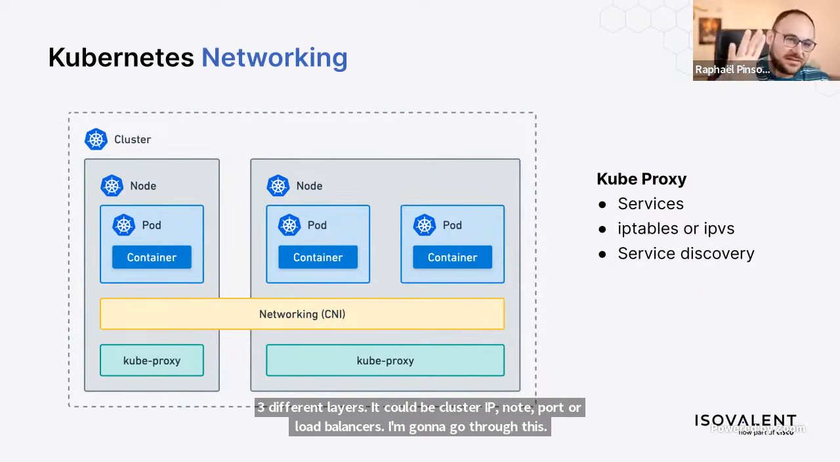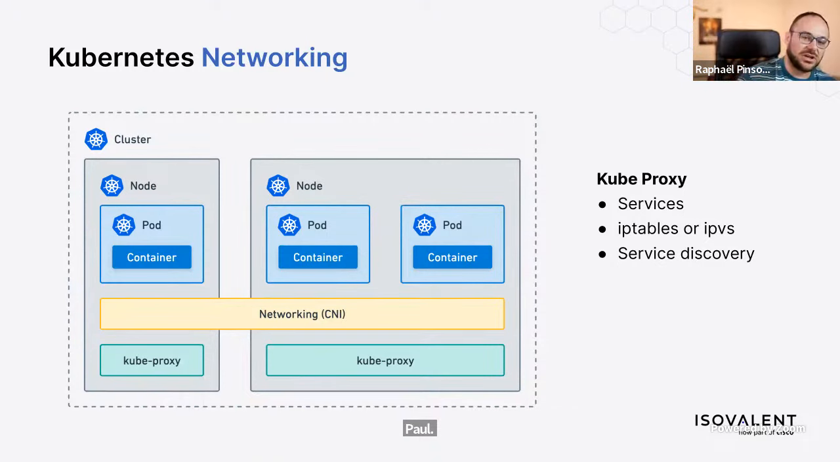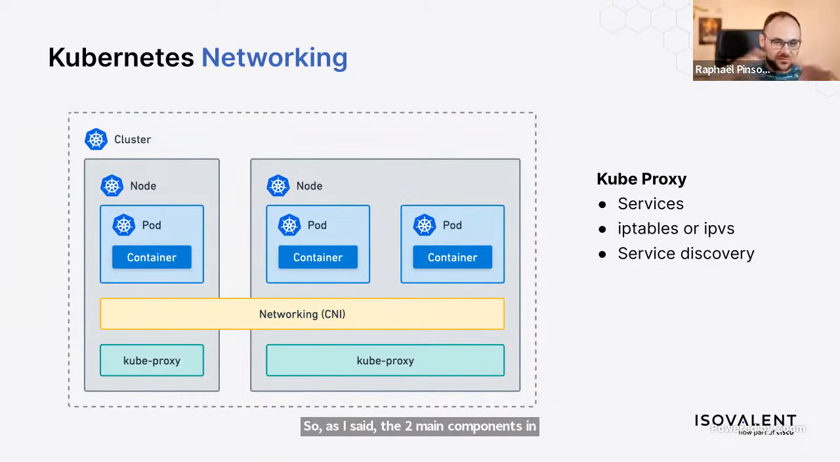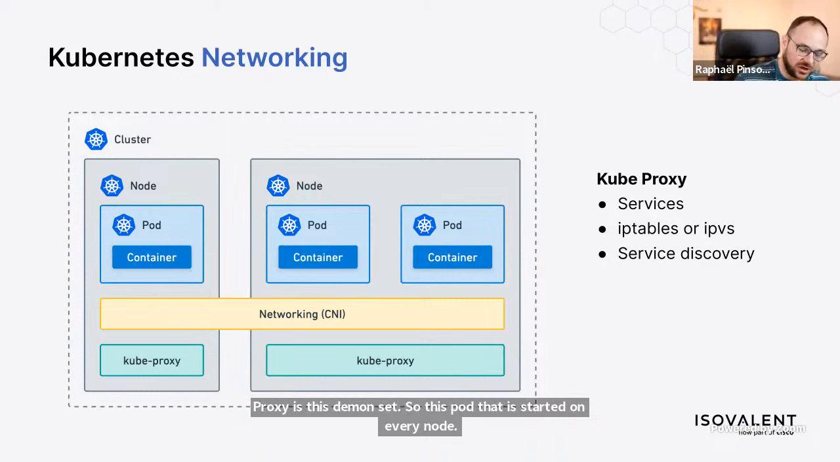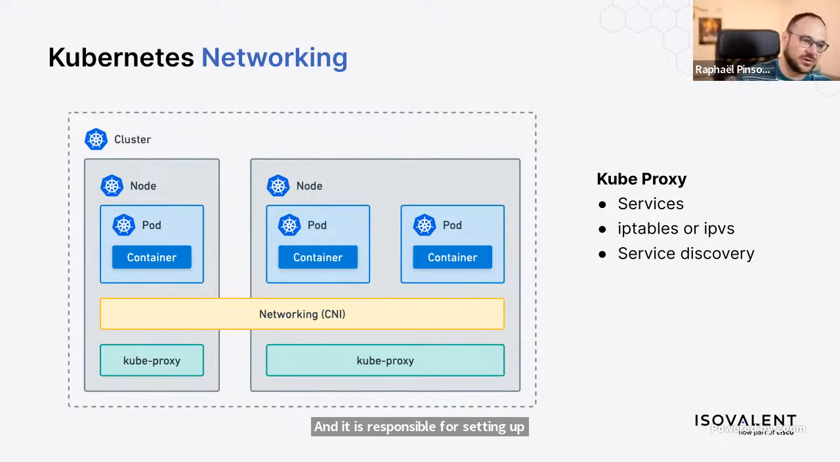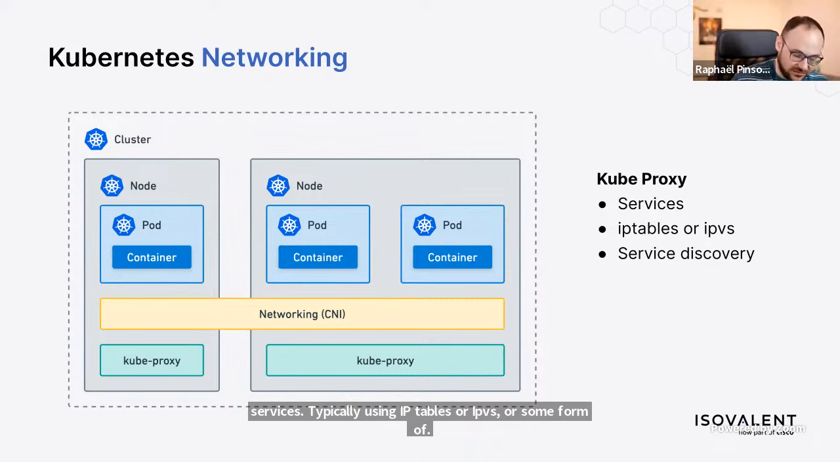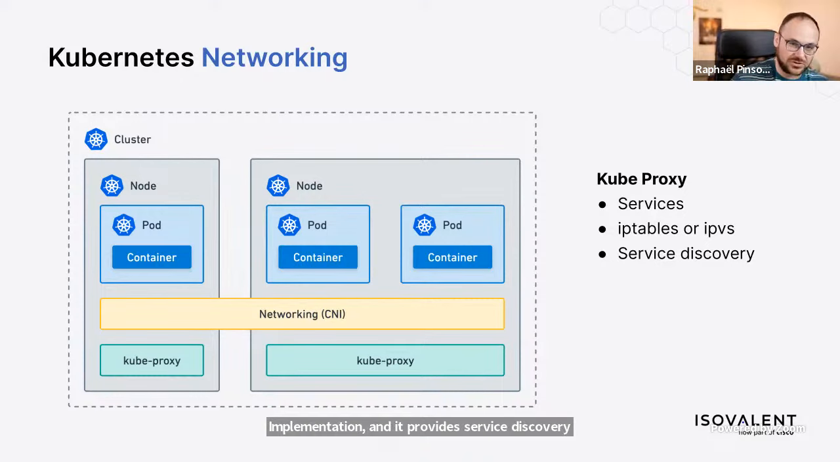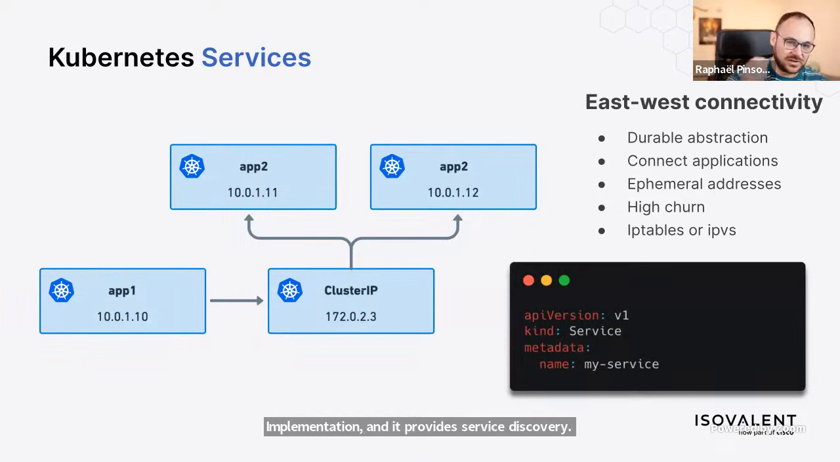As I said, the 2 main components in Kubernetes networking are the CNI, allowing for communication between pods and between nodes, and kube-proxy. And kube-proxy is this daemon set, so this pod that is started on every node, and it is responsible for setting up these virtual services, typically using IP tables or IPVS, so some form of netfilter implementation, and it provides service discovery with DNS resolutions pointing to virtual IP addresses.